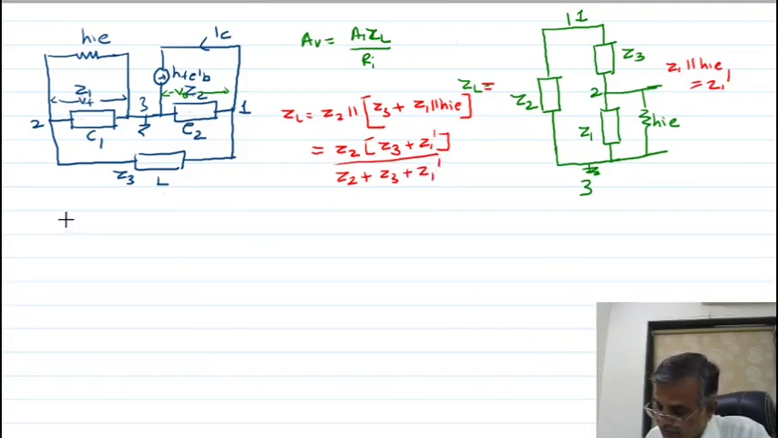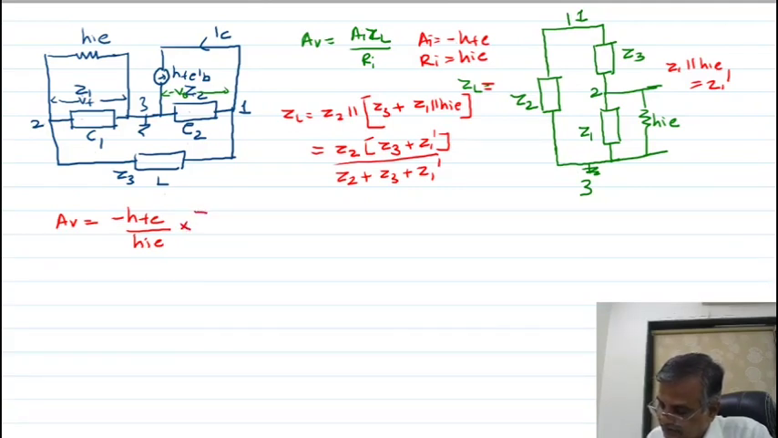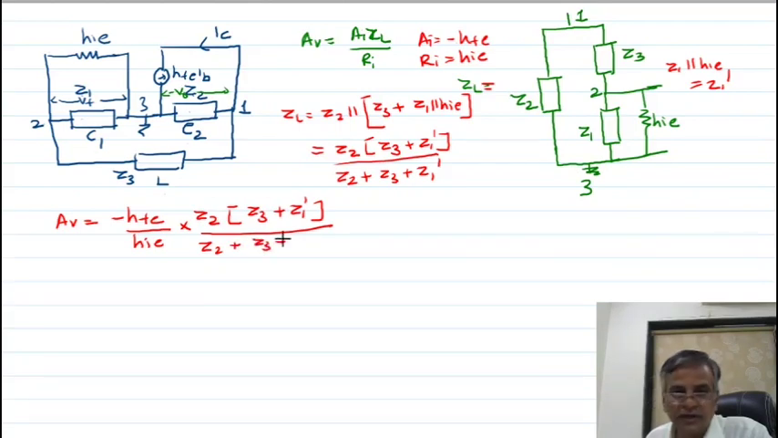Now, what is my equation of voltage gain? Voltage gain AV is minus hfe times AI, where AI is nothing but minus hfe upon hie. So it is minus hfe upon hie multiplied by ZL, Z2 into Z3 plus Z1 dash upon Z2 plus Z3 plus Z1 dash.